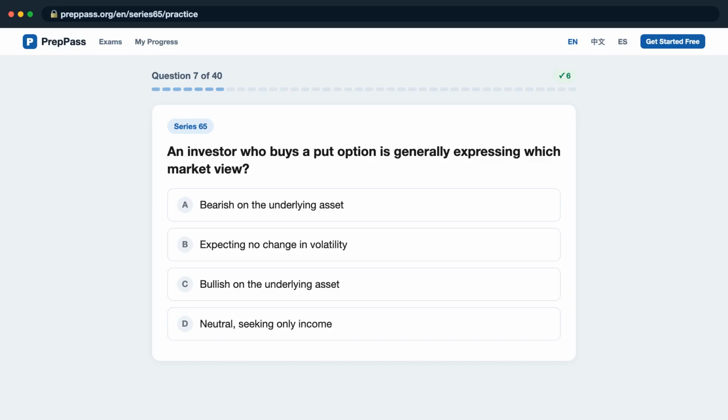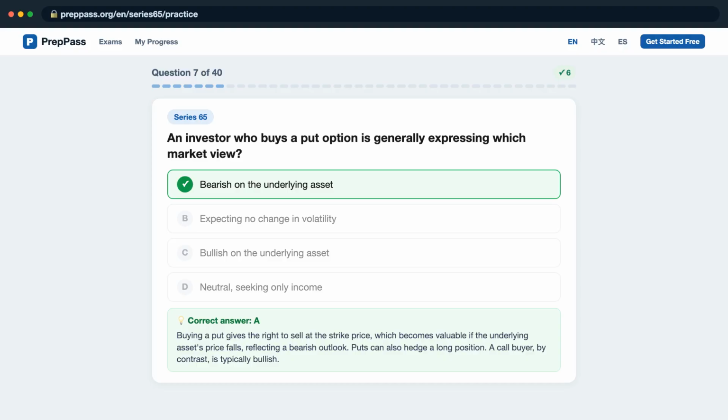Question 7. An investor who buys a put option is generally expressing which market view? Is it A, bearish on the underlying asset, B, expecting no change in volatility, C, bullish on the underlying asset, D, neutral, seeking only income? The correct answer is A.